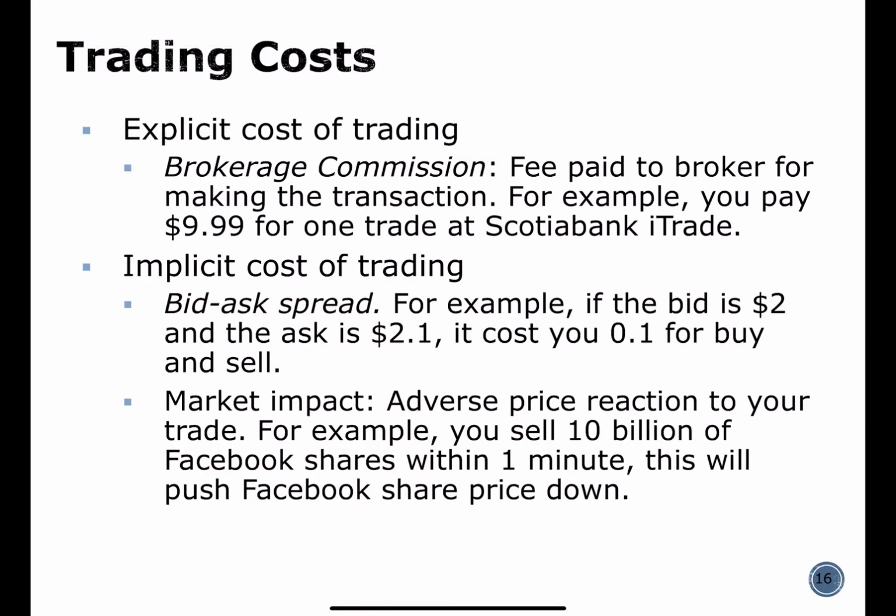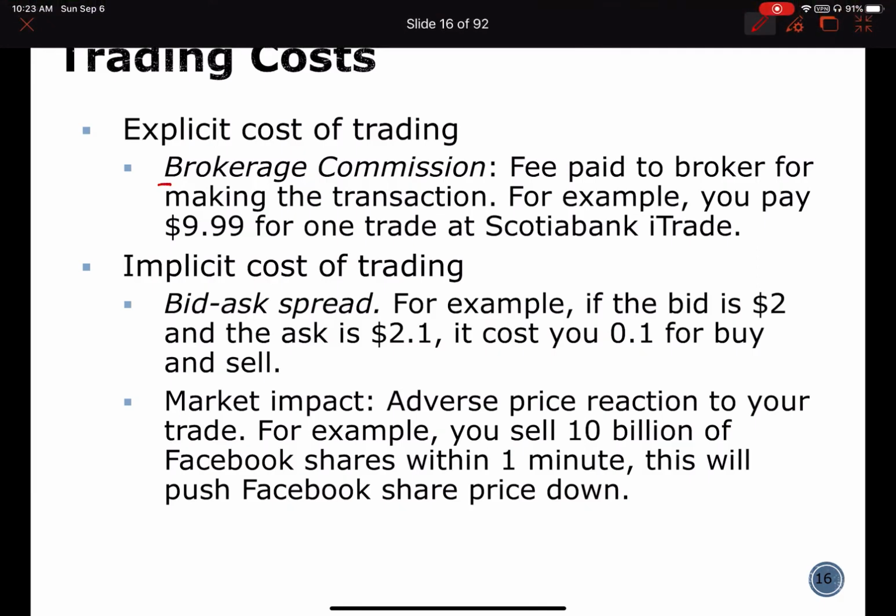Okay, now let's talk about the trading cost. So there are two major categories of trading costs. The first one is explicit cost. It's called explicit because you can see it clearly, right? The explicit cost of trading refers to brokerage commissions. Basically, it means when you're trading stocks, you need to pay some fees, some trading fees to your broker.